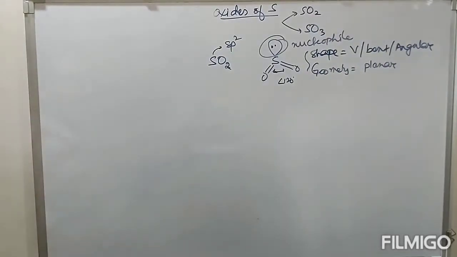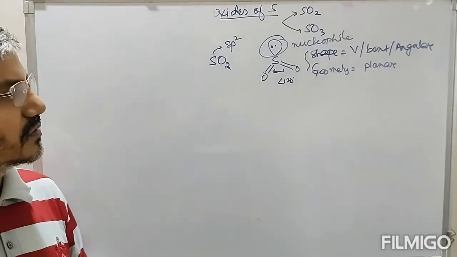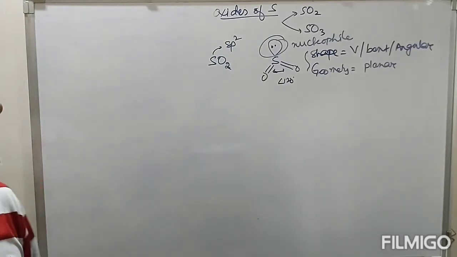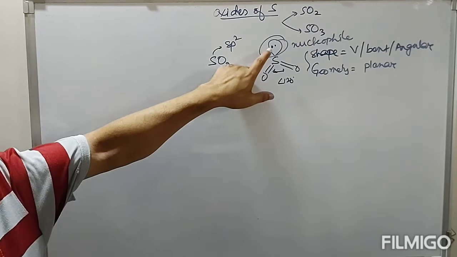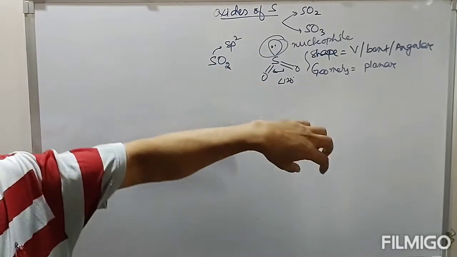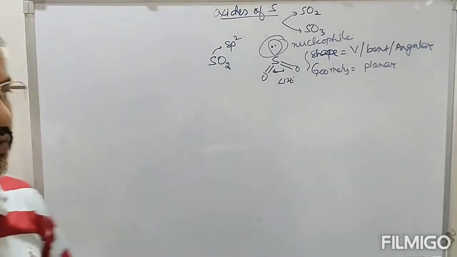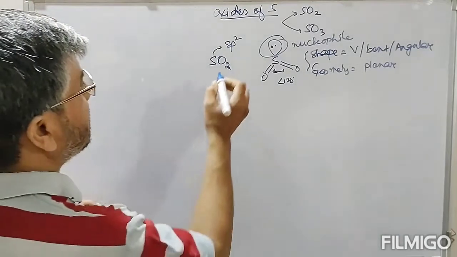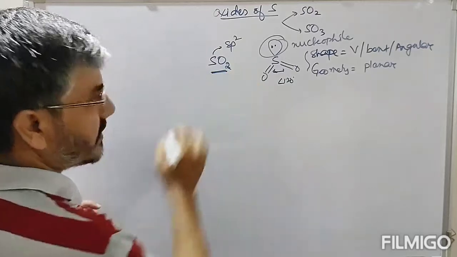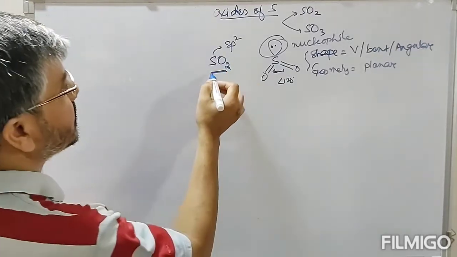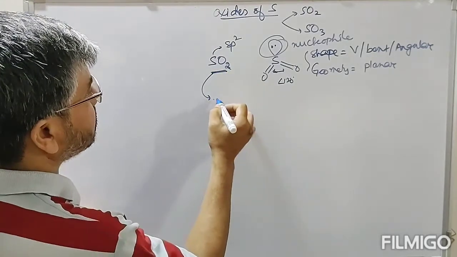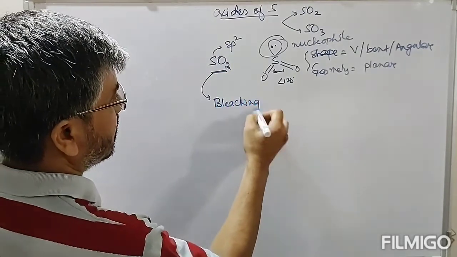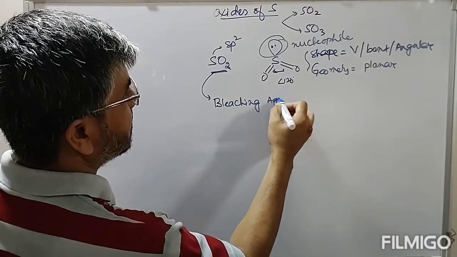Though we have two oxygens attached to sulfur, because of this electron withdrawing effect, we can say that this sulfur will be an electrophile, but we also have a lone pair of electrons. Because of this lone pair, this sulfur dioxide will act as a nucleophile, showing nucleophilic character. Now this sulfur dioxide shows reducing character, or we say it acts as a bleaching agent.